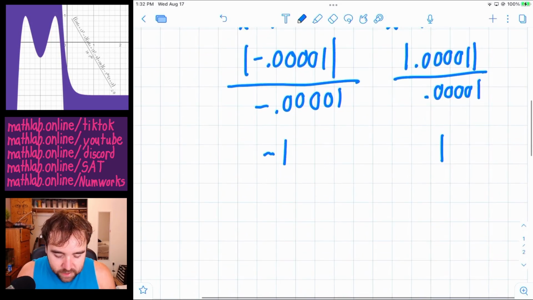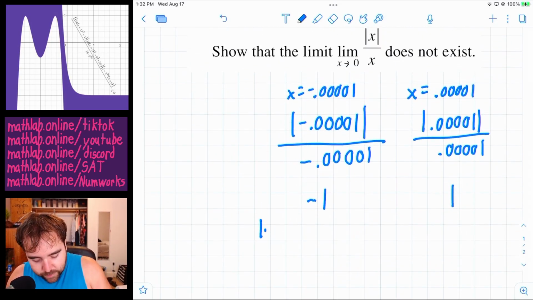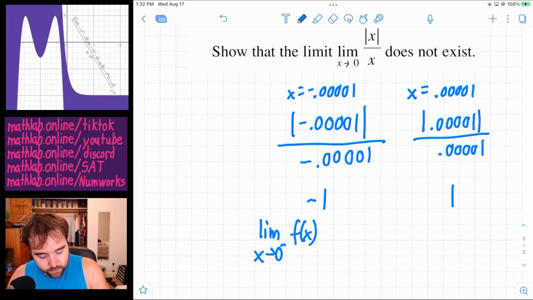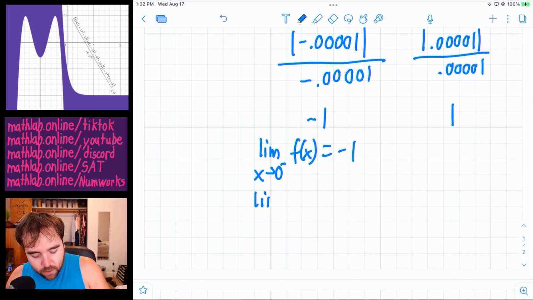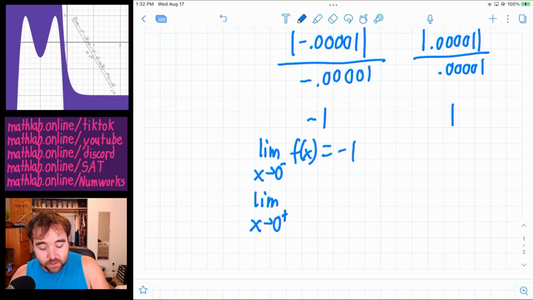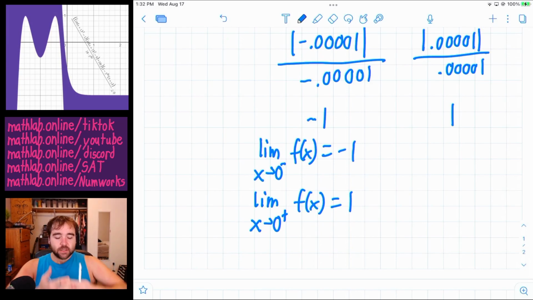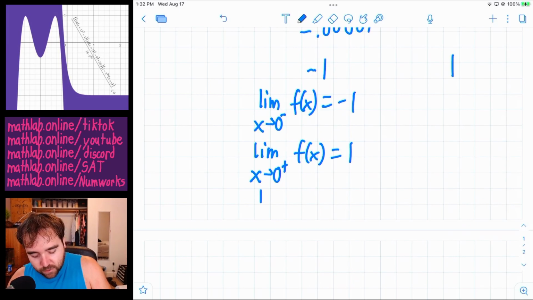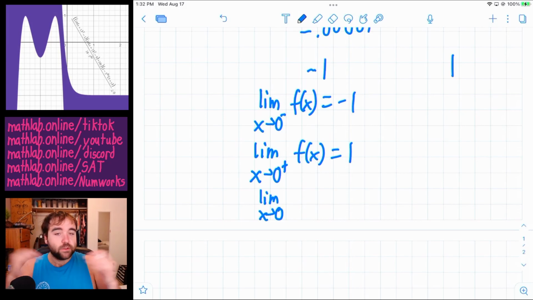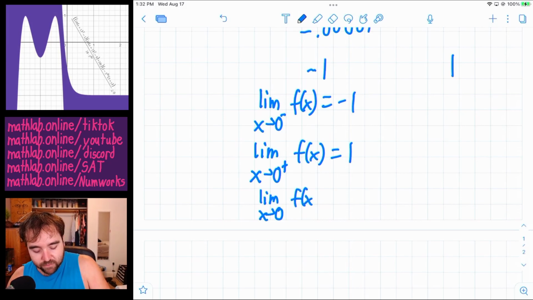But look at this whole idea. So here's how we'd write this out. We'd say the limit as x approaches 0 from the left side of the function is negative 1. But the limit as x approaches 0 from the right side of the function is positive 1. And since those two limits are not equal, that means the limit itself does not exist. That means the limit as x approaches 0 just in general from both sides of f of x does not exist.